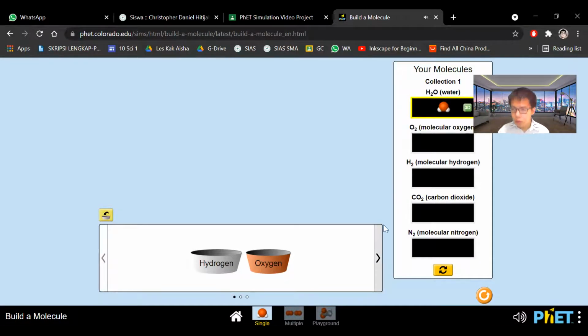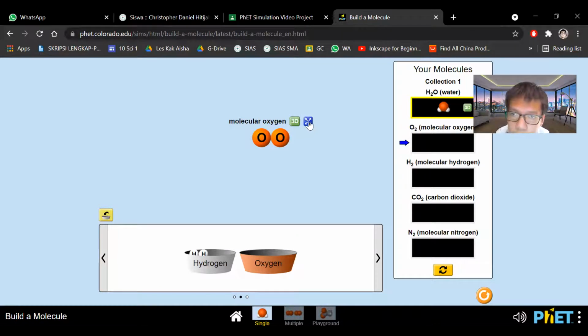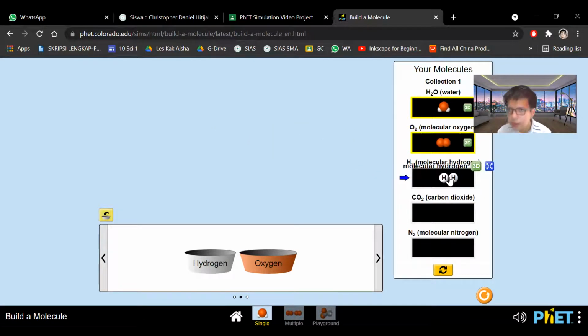Next we go to molecular oxygen. It requires 2 oxygen because the subscript is 2. So we take 2 oxygen and combine them. For your information, if you want to separate the oxygen, just click the blue button with the 4 arrows. Then we put it into the black box. Reach the second goal. Next, molecular hydrogen. It requires 2 hydrogen, so we take 2 hydrogen, combine them, and put them in the black box.